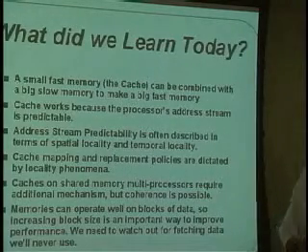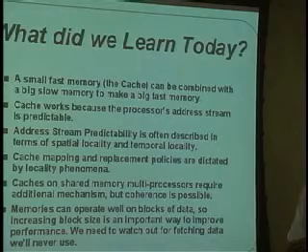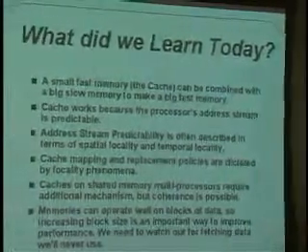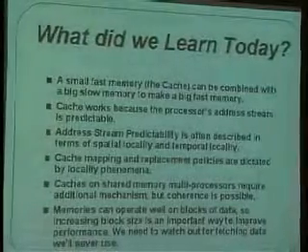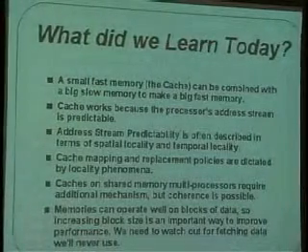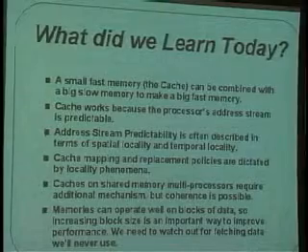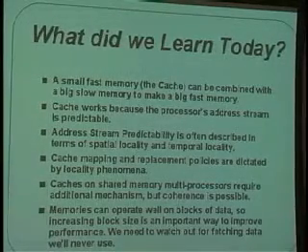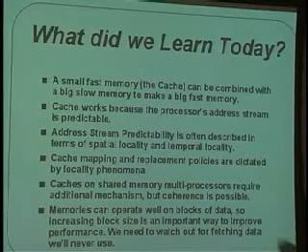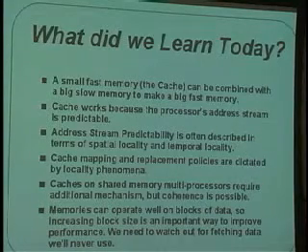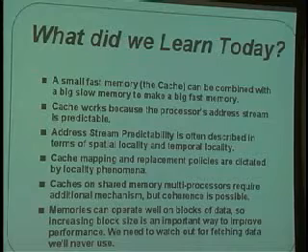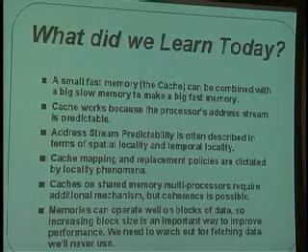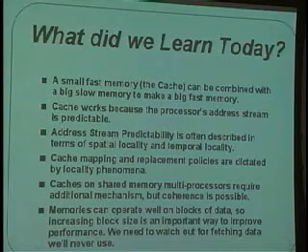Okay, last slide. What did we learn today? We learned a bunch of stuff, right? You can combine small and fast with big and slow, and you get big and fast. It actually works, and the reason is locality, because the addresses are predictable. The past is used to predict the future. And we can describe that in terms of spatial locality and temporal locality, and the replacement policies themselves are dictated by those characteristics.